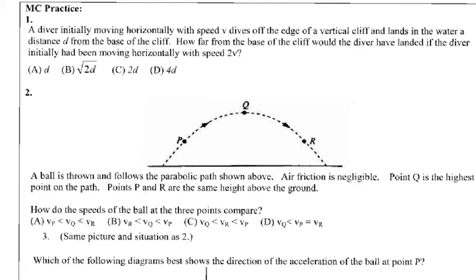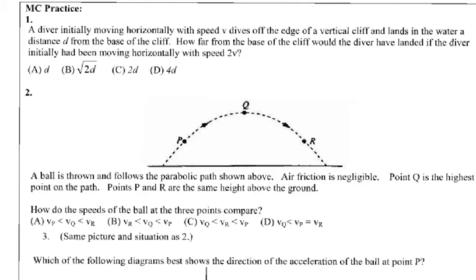Okay, so number 1 says, a diver initially moving horizontally with a speed v dives off the edge of a vertical cliff and lands in the water a distance d from the base of the cliff. How far from the base of the cliff would the diver have landed if the diver initially had been moving at speed 2v?